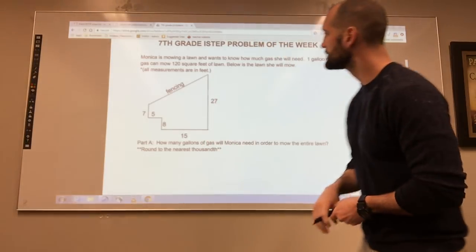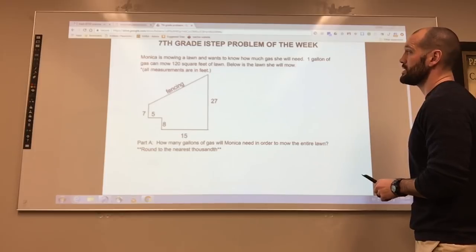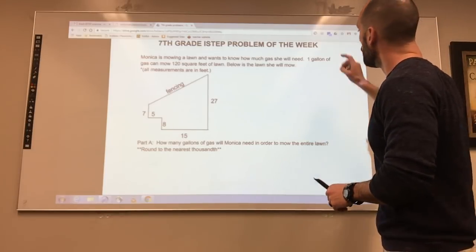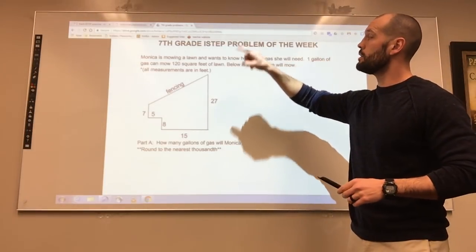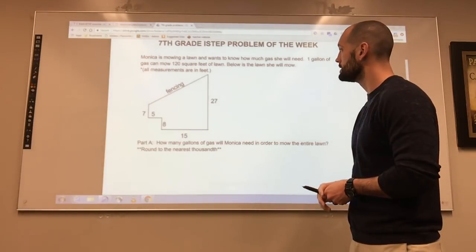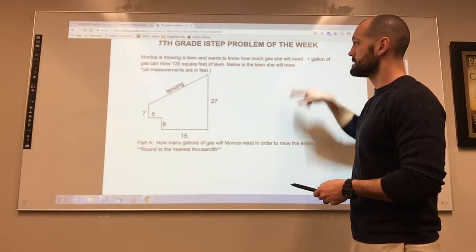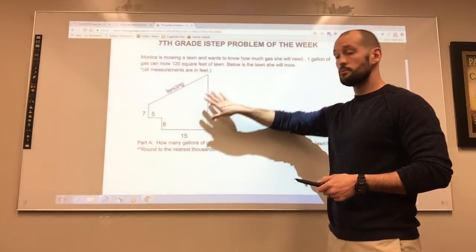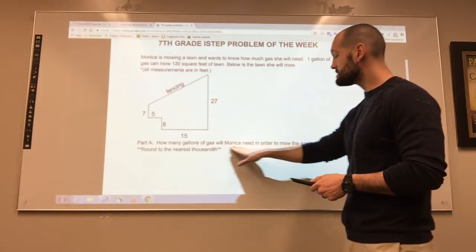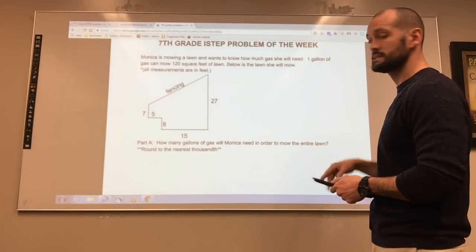Let's take a look. Monica is mowing a lawn and wants to know how much gas she will need. She knows that 1 gallon of gas can mow 120 square feet of lawn. Below is the lawn she's going to mow. All measurements will be in feet. How many gallons of gas will Monica need in order to mow the entire lawn?